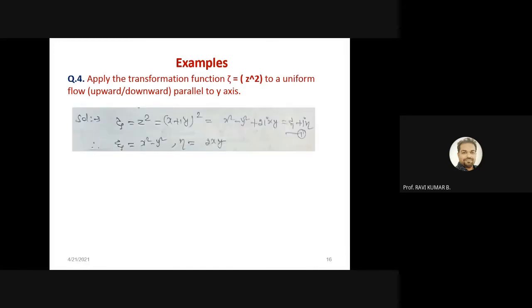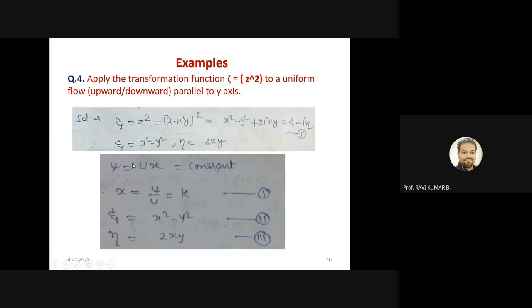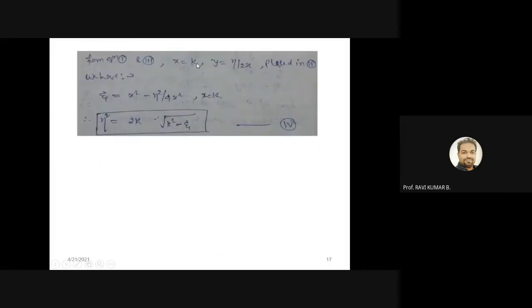Just try this, so you can get like this. Two equations are similar to what we did in the previous example as well. And the third equation, psi is equal to u x, is equal to constant. So x is equal to k. So these are the three equations. Finally, from this equation the value of x, and from this equation the value of y, substitute in equation number two. So x is equal to k and y is equal to eta divided by 2x. If you substitute these two in equation number two, you will get this equation.